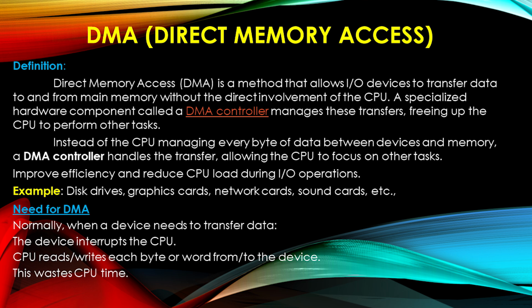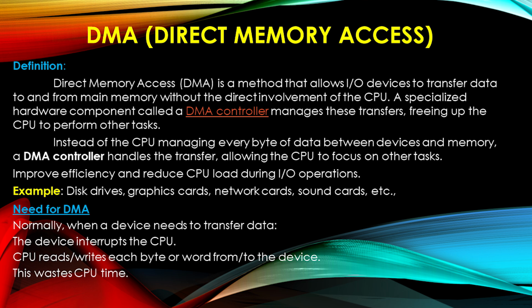Direct memory access is a method that allows IO devices to transfer data to and from main memory without the direct involvement of the CPU. A special hardware component called the DMA controller manages this transfer, freeing up the CPU to perform other tasks. Instead of the CPU managing every byte of data between devices and memory, a DMA controller handles the transfer, allowing the CPU to focus on other tasks. This improves the efficiency of the system as well as reduces the CPU load during IO operations.